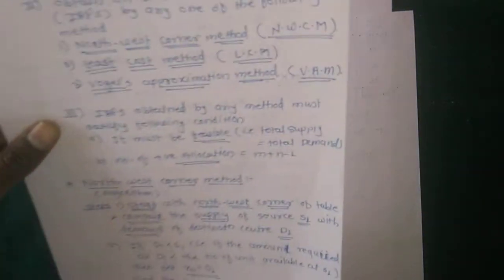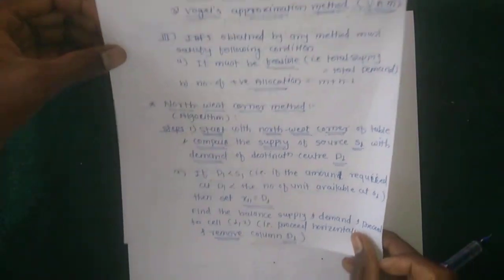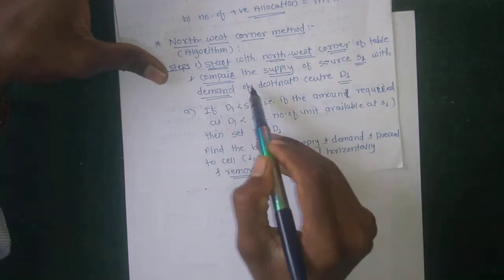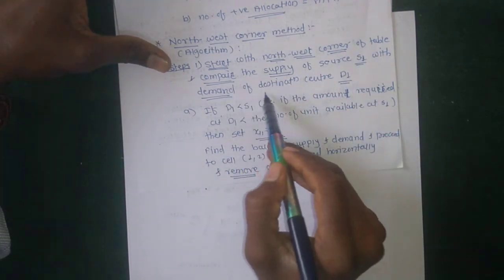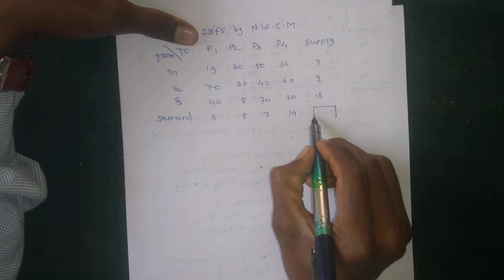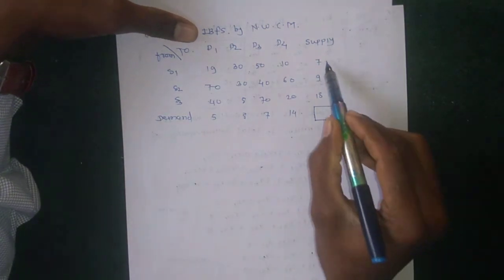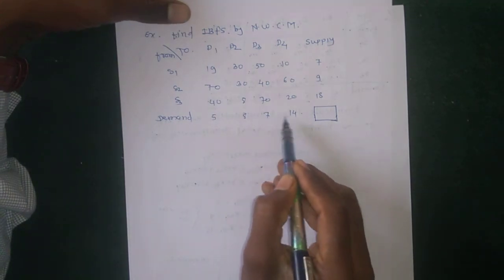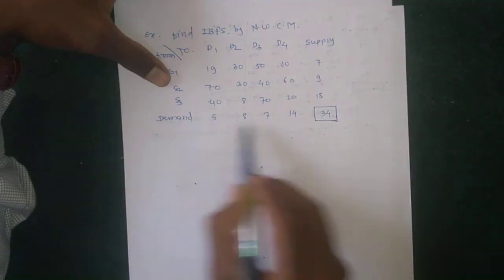The algorithm of the northwest corner method is: start with the northwest corner of the table and compare the supply of source S1 with the demand of destination D1. Before that, total supply is equal to total demand: 7, 9, 16 plus 18 is 34, and 5, 8, 13, 13 plus 7 is 20, plus 14 is 34.